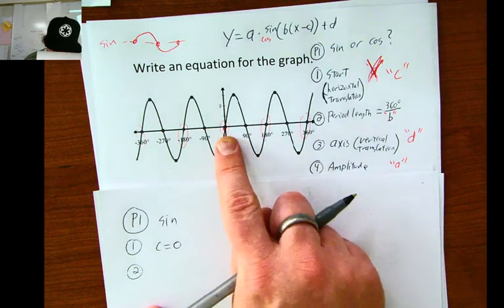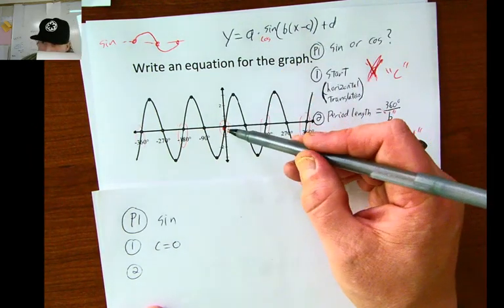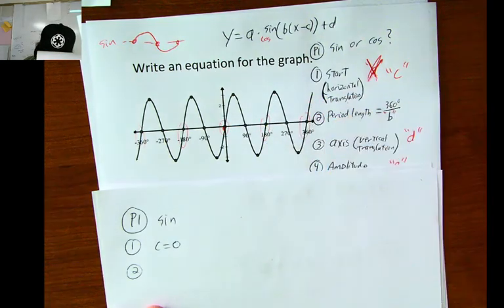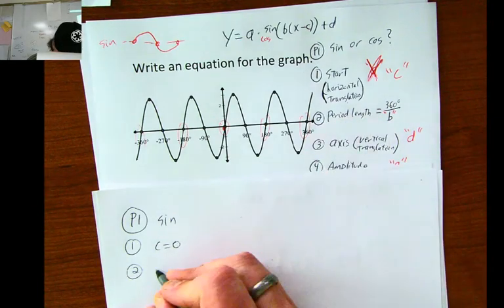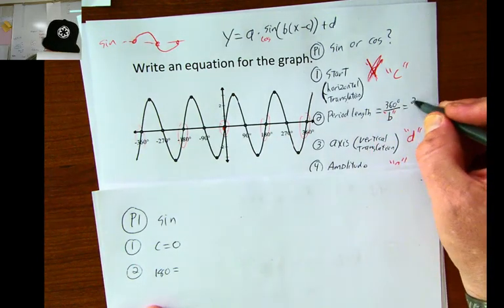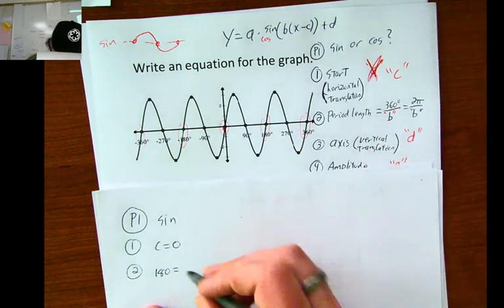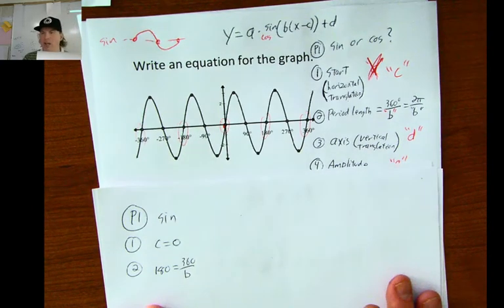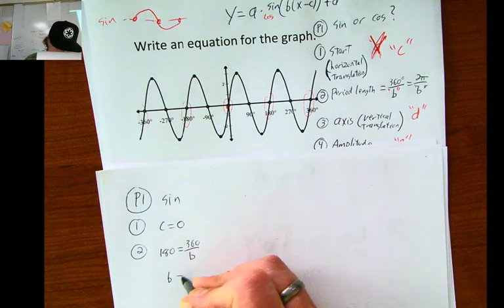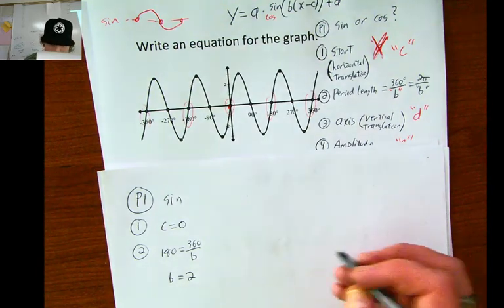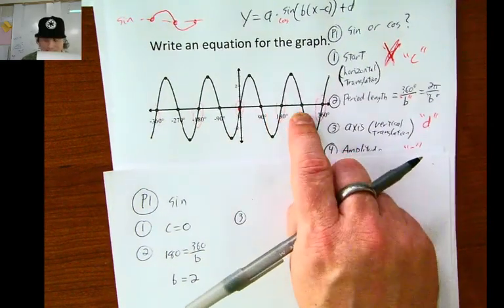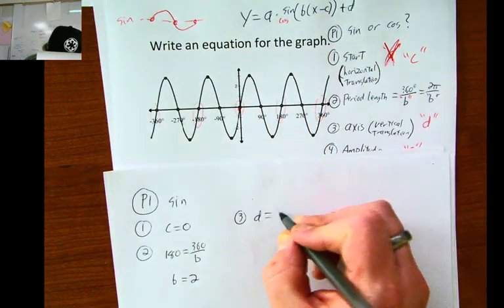Second thing I did, period length. Well, if it started here at 0, it ended at 180 after it went up, and it went down and back up again. So use this equation: 180 equals, we're in degrees, so we use 360 over B. You should also put 2 pi over B if you're in radians. So 360 divided by B, and then you solve this equation. B ends up being 2. All right, step 3, the axis. In this particular case, the axis is at 0, so D is equal to 0.